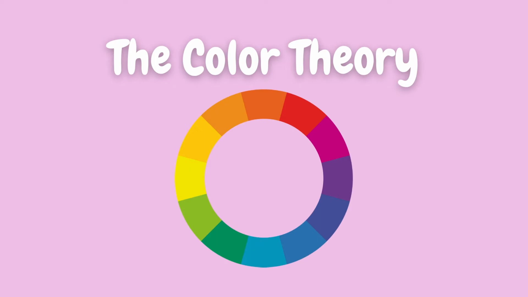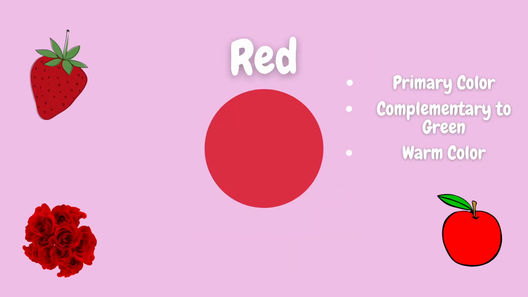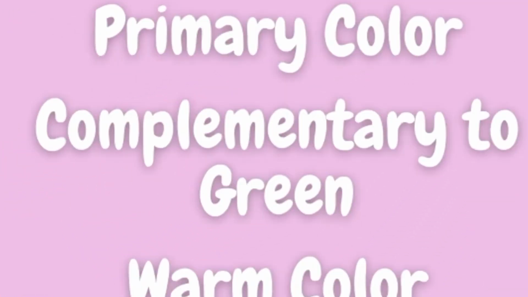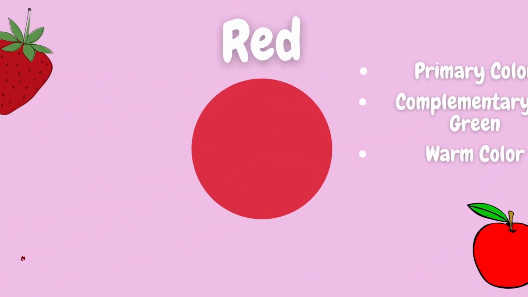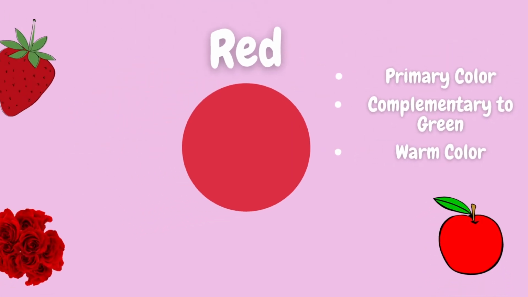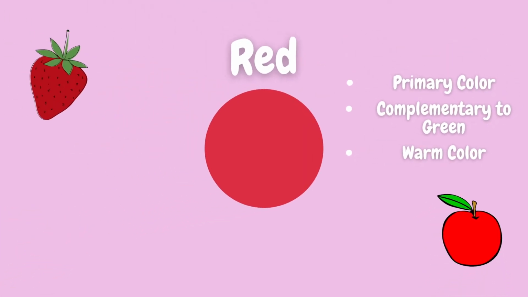Today we're going to talk about the color theory. Before we get started in learning the color theory in its entirety, we're first going to review the colors of the rainbow. Let's start with red. Red's a primary color, it's complementary to green, and it is a warm color. And please be aware that it is okay if you do not know these terms immediately, like primary color, complementary, and warm color. We will discuss these later on in the video.